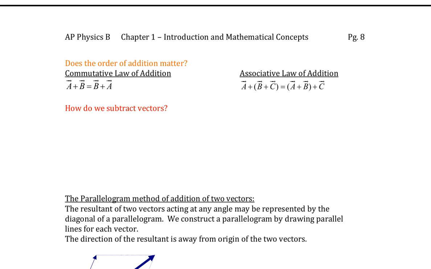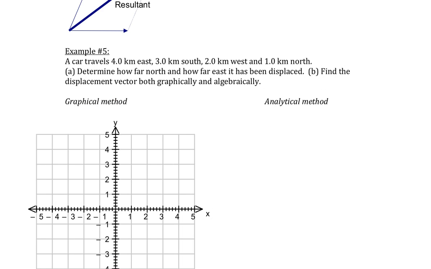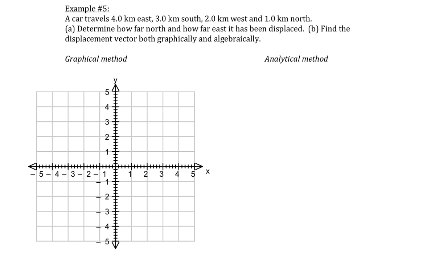So jump ahead in your notes, go to page 9 where you see example 5. Imagine you're driving down a very grid-like city and your car moves 4 kilometers east, then after that 3 kilometers south, then 2 kilometers west, and then finally the last leg is 1 kilometer north. And you're asked to find what is the displacement of the car.